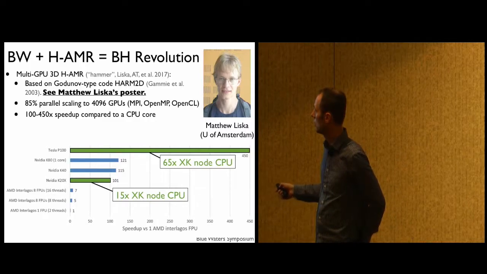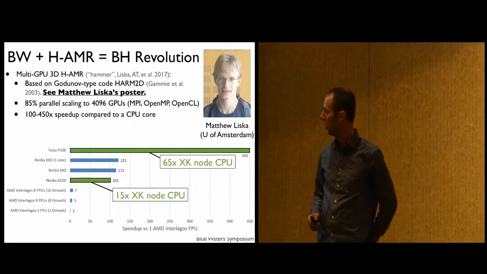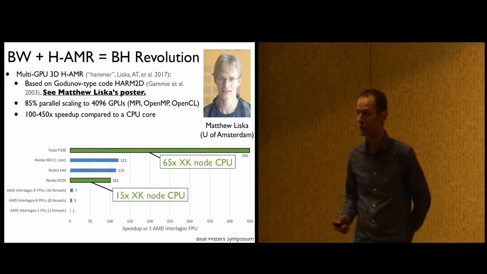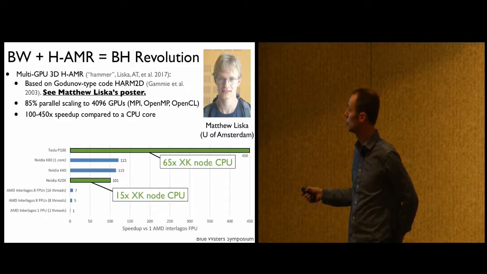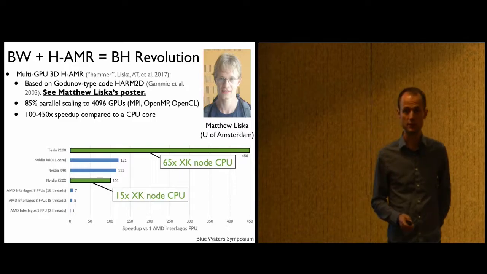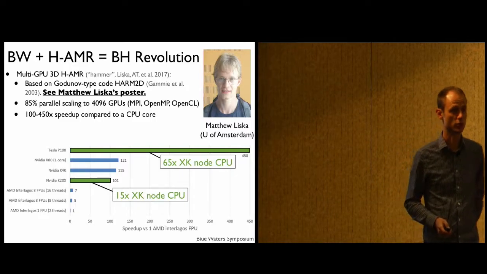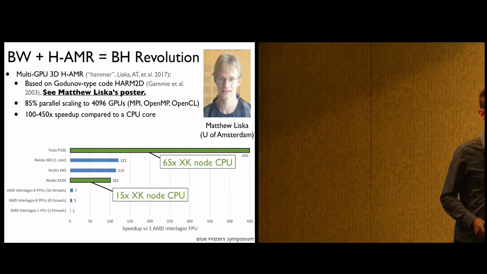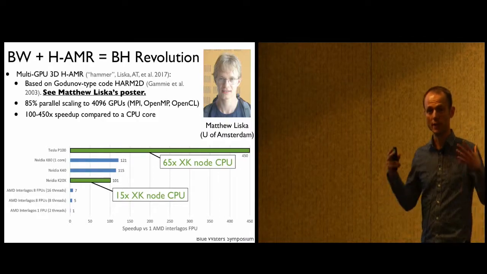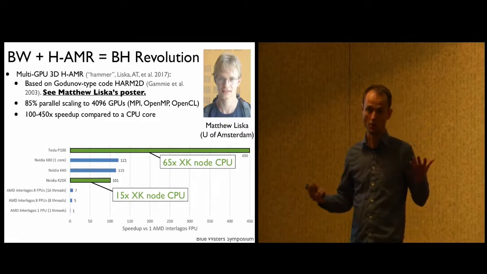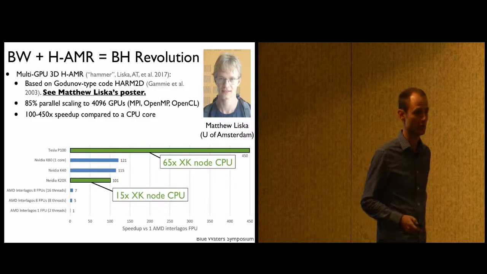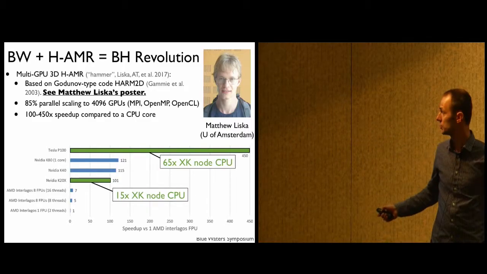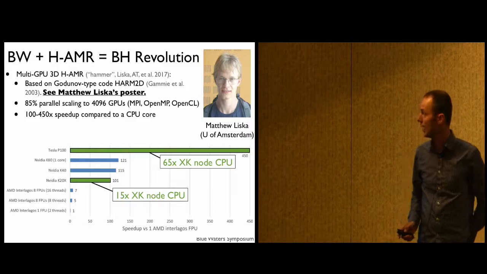And the recently available Tesla P100 GPUs are a factor of 450 faster than a single core, which translates into 65 times acceleration compared to the entire CPU of the XK node, which is an astonishing factor of acceleration. At least in my view. We heard that there was acceleration by a factor of 10,000. This is nowhere near, but this is still pretty good for our applications.